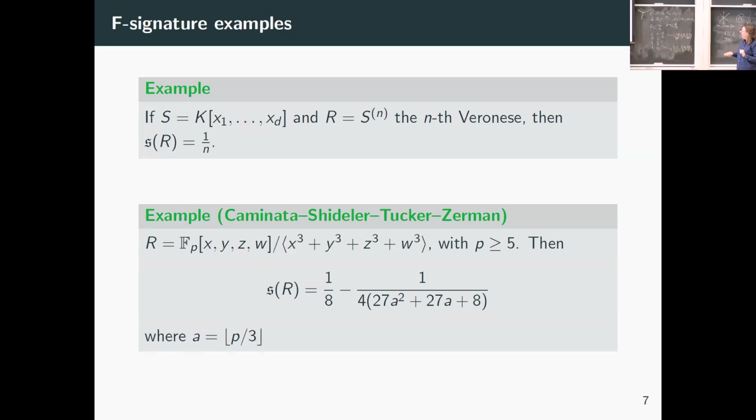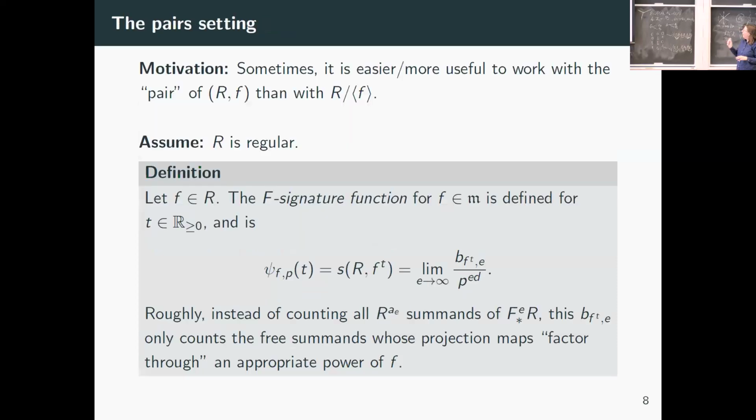I should also say, I've given you 2 examples here, but the F signature in general is kind of hard to compute. So this is something else to keep in mind. So, okay, now we're going to generalize a little bit. Maybe instead of thinking about R mod F, it might be nicer to think of a pair of R and F, especially if, say, your ring R is regular, because then you can hopefully utilize something about this R.